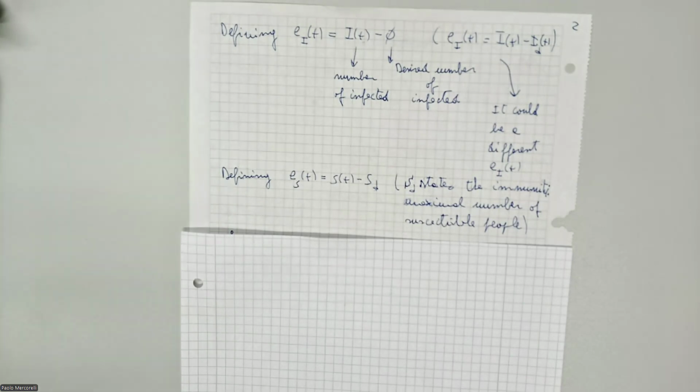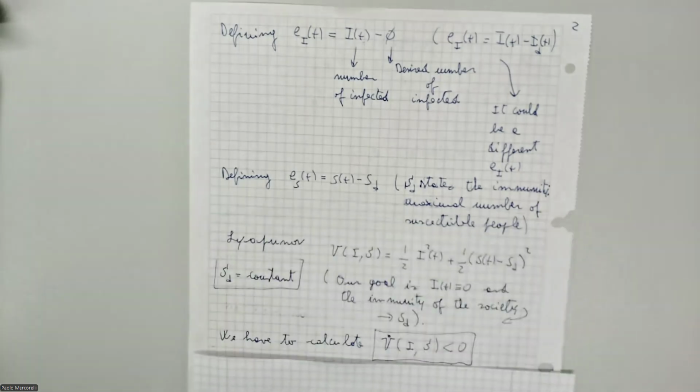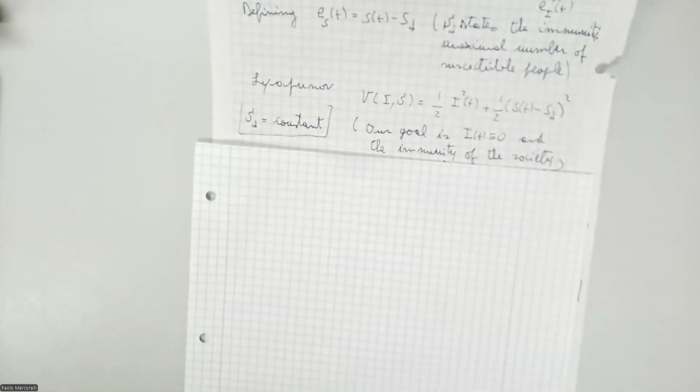It depends, but in this sense, if SD is as low as possible, we have the highest level of immunity. In fact, it's defined by the maximal number of susceptible people. We have an upper bound. This upper bound should be as small as possible. Okay, next week we will see the second theorem of Lyapunov.